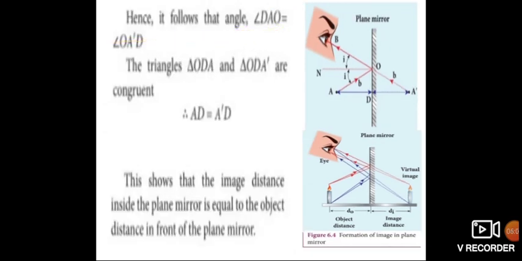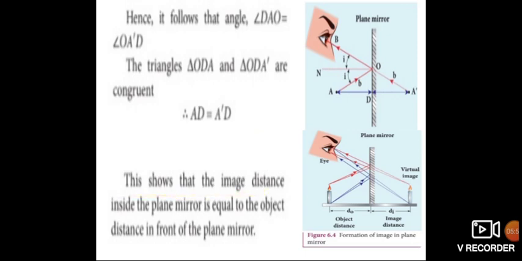Hence it follows that the angle DAO is also equal to OA dash D. You can take this as an isosceles triangle. In the triangle, this angle is equal to this angle. So we can write it follows that the angle DAO is also equal to OA dash D. The triangles ODA and ODA dash are congruent, so we can write AD is equal to A dash D. We know that they are congruent, so we can write AD is equal to A dash D.